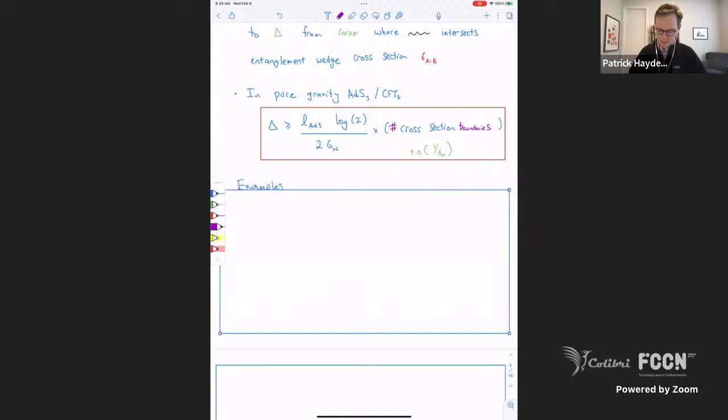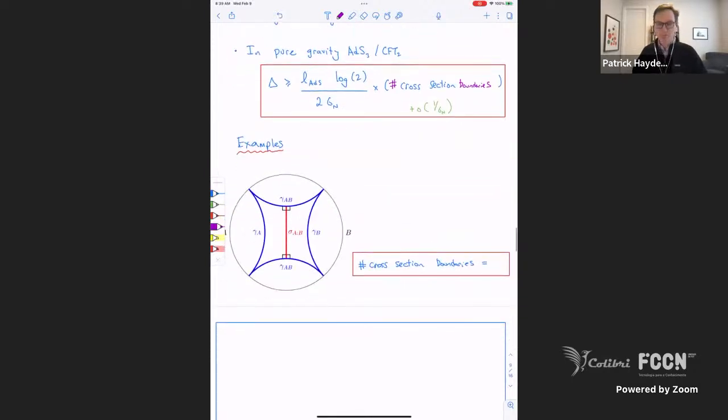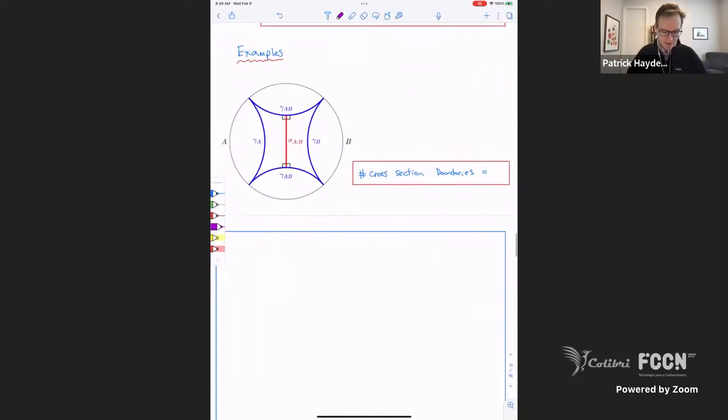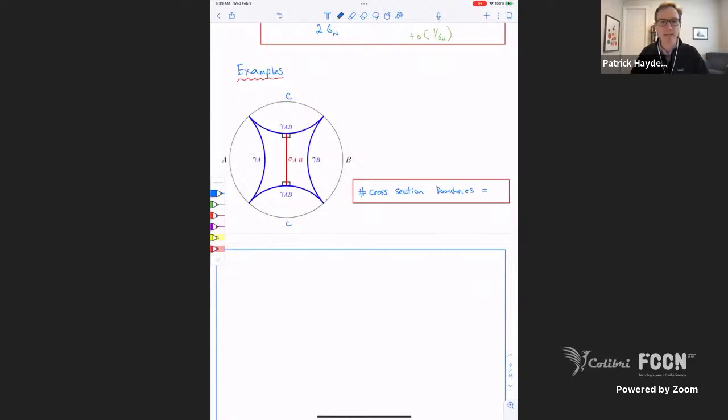Okay, so let's do a little exercise now. We'll do some examples. So here I have, again, a system, and I'll say the boundary is pure. I've broken the boundary into 3 pieces, A, B, and C. And I'm interested in the Markov gap for the reflected entropy for the AB mixed state. The entanglement wedge cross-section for AB is this region here. As we saw before, its cross-section is this red piece, and the cross-section intersects the minimal surface in 2 places, right here and right there. And so the number of components in the cross-section boundary is 2.